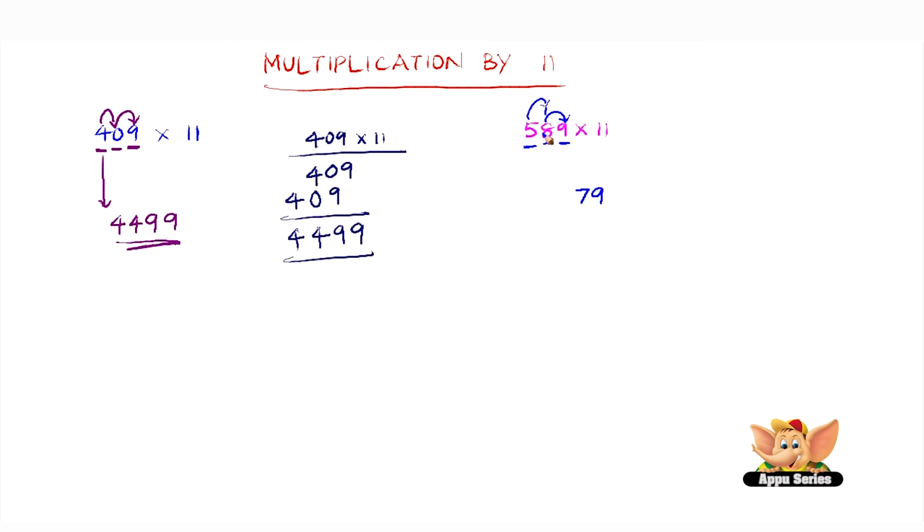So 9 plus 5 is 14. So take 4, carry over 1 here. So 5 plus 1 is 6. So here it is, 6479 is the answer of 589 into 11.